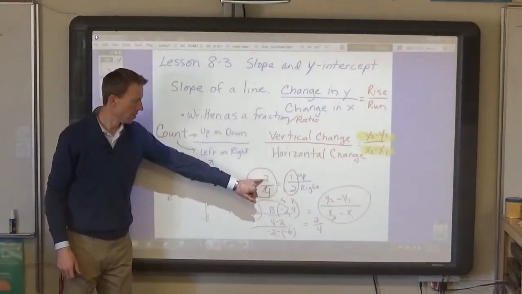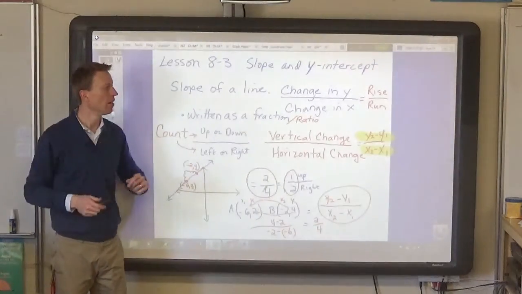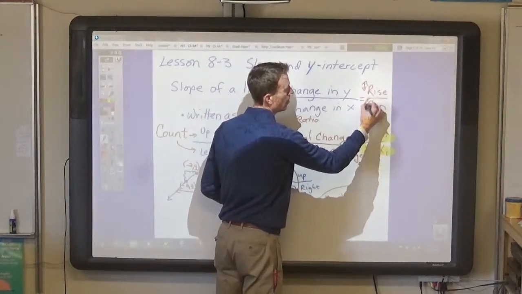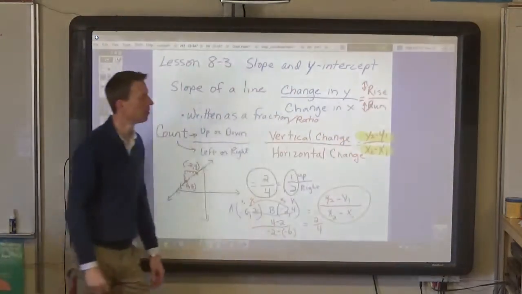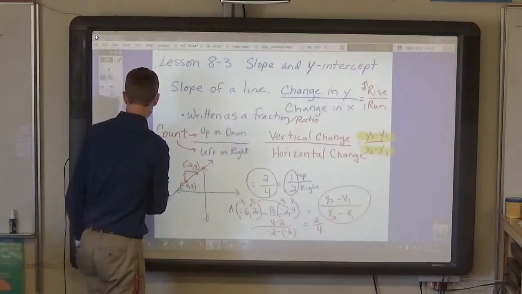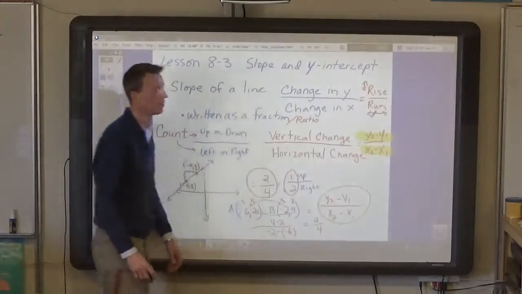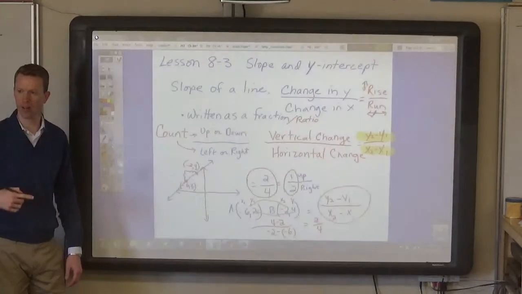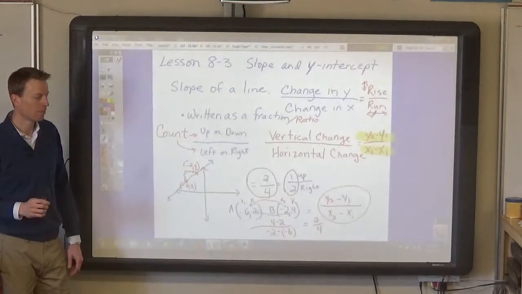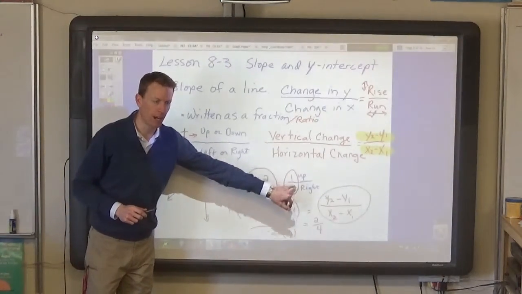So the run is this way? The run is how far it goes left or right. Okay. The rise is how far it goes up or down. Oh, I'm sorry. Yeah. The run is how far it goes right or left. The rise is how far it goes up or down. Okay? What are we trying to get? We're trying to find this fraction, this ratio of rise over run.